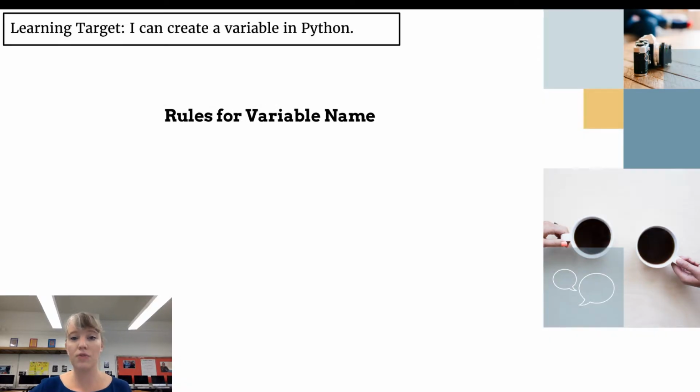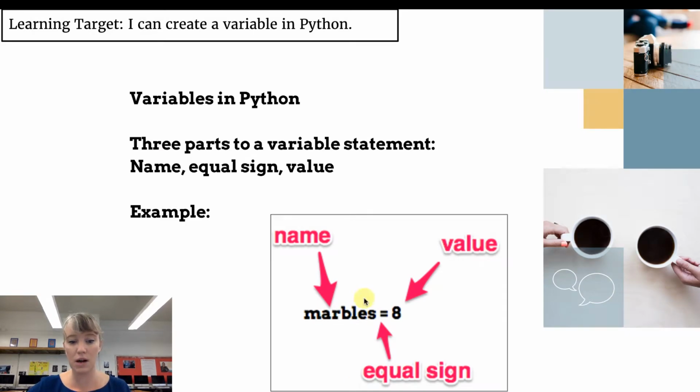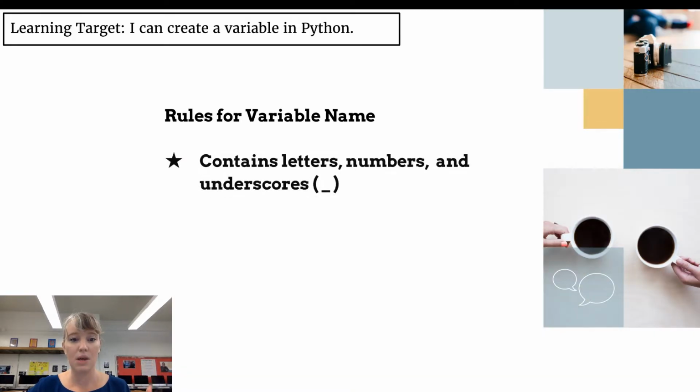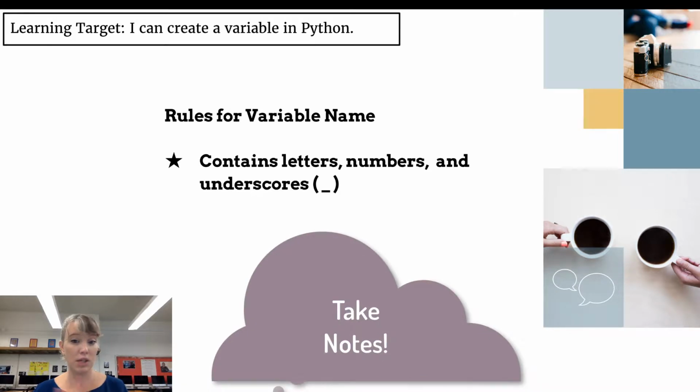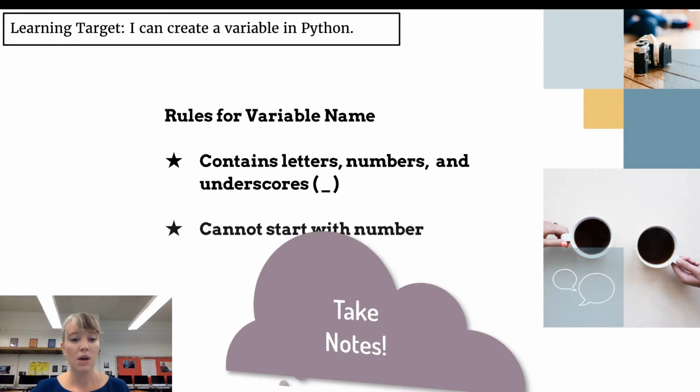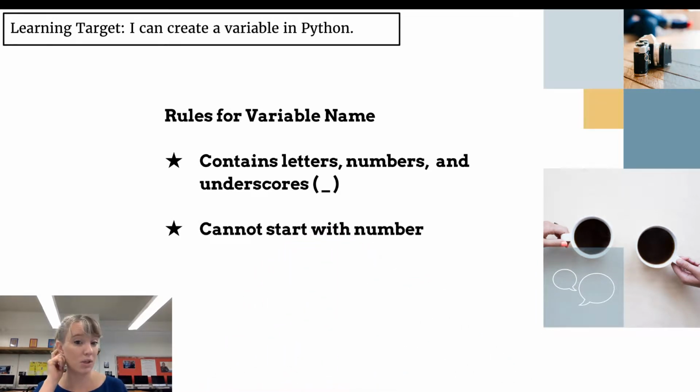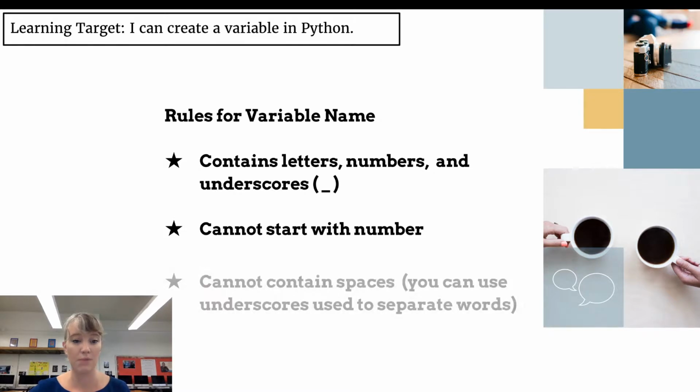Now, rules for variable names. There's a few rules. On the left-hand side here, where it says marbles, you can't name it certain things. So let's go over those for a second. Variable names can contain letters, numbers, and underscores, and that's it. They cannot start with a number. So they can have numbers in it, but it can't be the first symbol in the variable name.